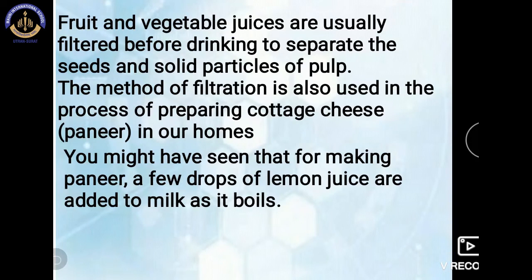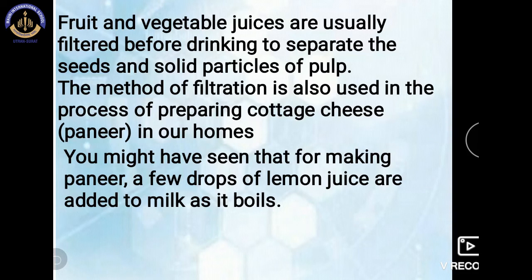Fruit and vegetable juices are usually filtered before drinking to separate the seeds and solid particles of pulp. Whenever we make the juice of fruits or vegetables, after that we use the strainer to separate the seeds or any other solid particles from the pulp, and we get the clean liquid of that fruit or vegetable juice.